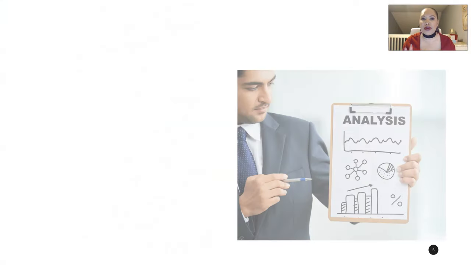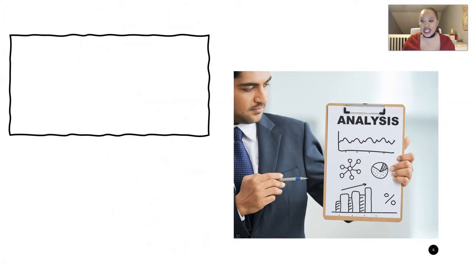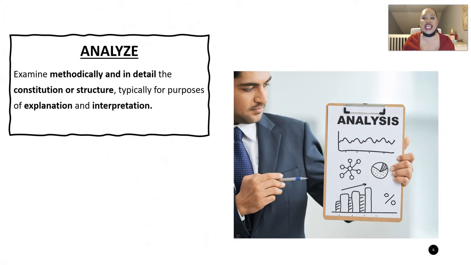So let's look at the term analyze, and I also want us to look at the term analysis. When we look at the term analyze, this is what I found in the Oxford Dictionary. Let's listen to this: examine methodically and in detail the constitution or structure, typically for purposes of explanation and interpretation. So when we are analyzing, there's a method to the madness, right? And we're doing it in a detailed manner. Why? Because we're looking to explain something. We're looking to interpret something, right?